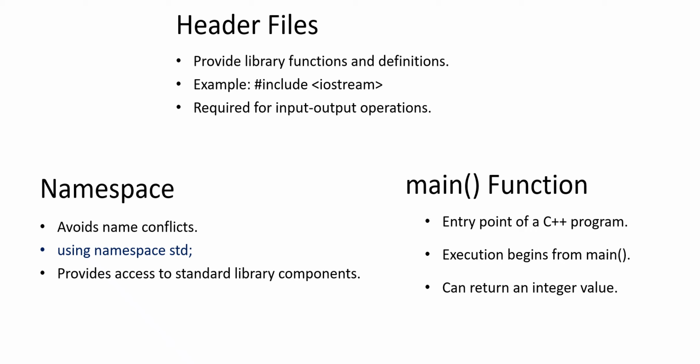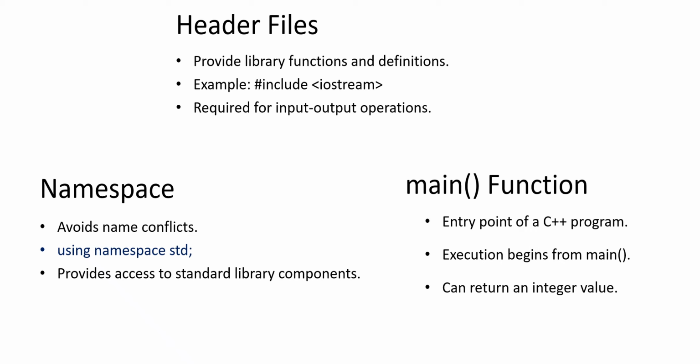A namespace is used to avoid name conflicts in large programs. The std namespace contains all standard C++ library components. By using namespace std, we can directly use objects like cout and cin without prefixing them with std:: every time.